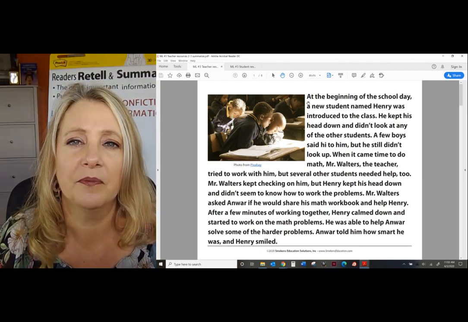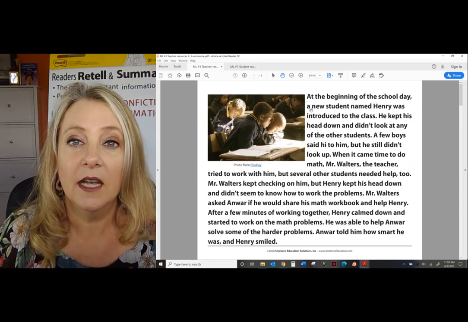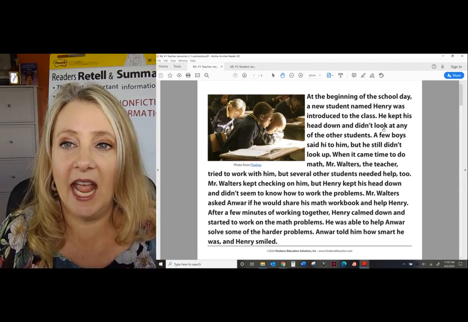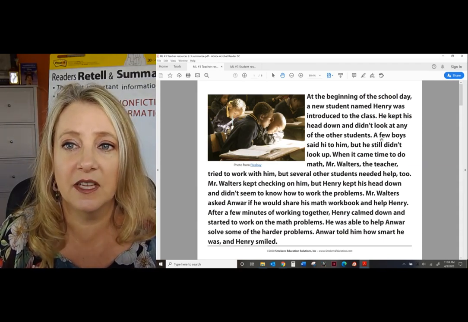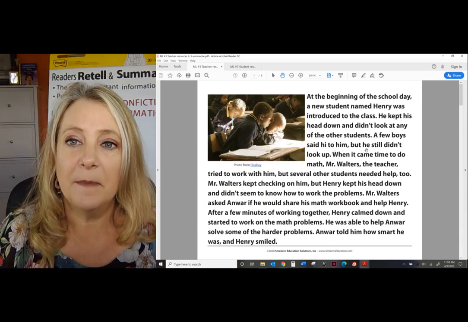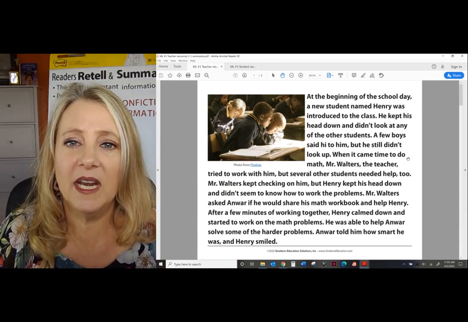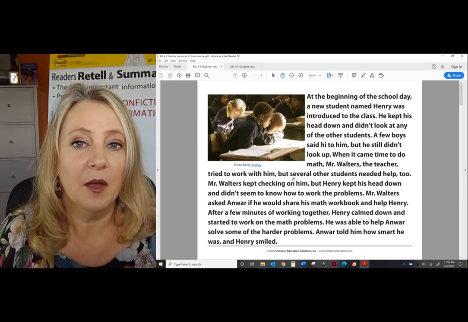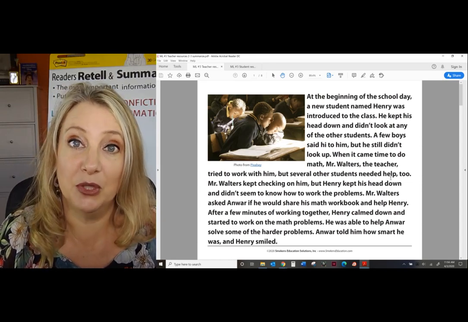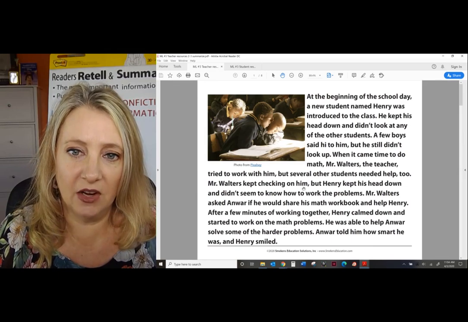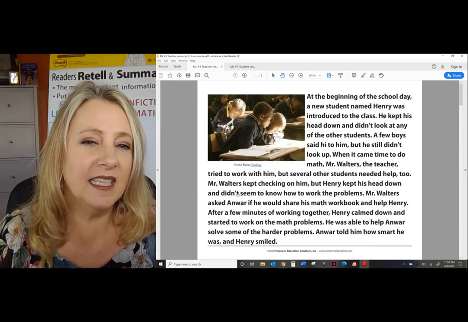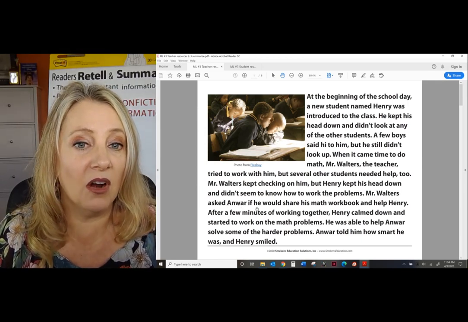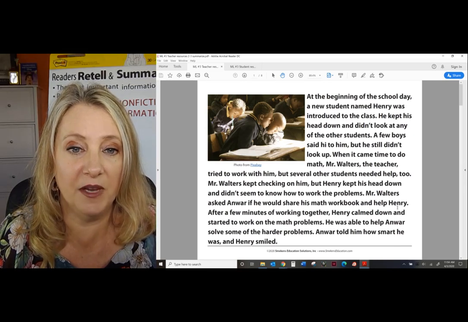At the beginning of the school day, a new student named Henry was introduced to the class. He kept his head down and didn't look at any of the other students. A few boys said hi to him, but he still didn't look up. When it came time to do math, Mr. Walters, the teacher, tried to work with him, but several other students needed help too. Mr. Walters kept checking on him, but Henry kept his head down and didn't seem to know how to work the problems. Mr. Walters asked Anwar if he would share his math workbook and help Henry.